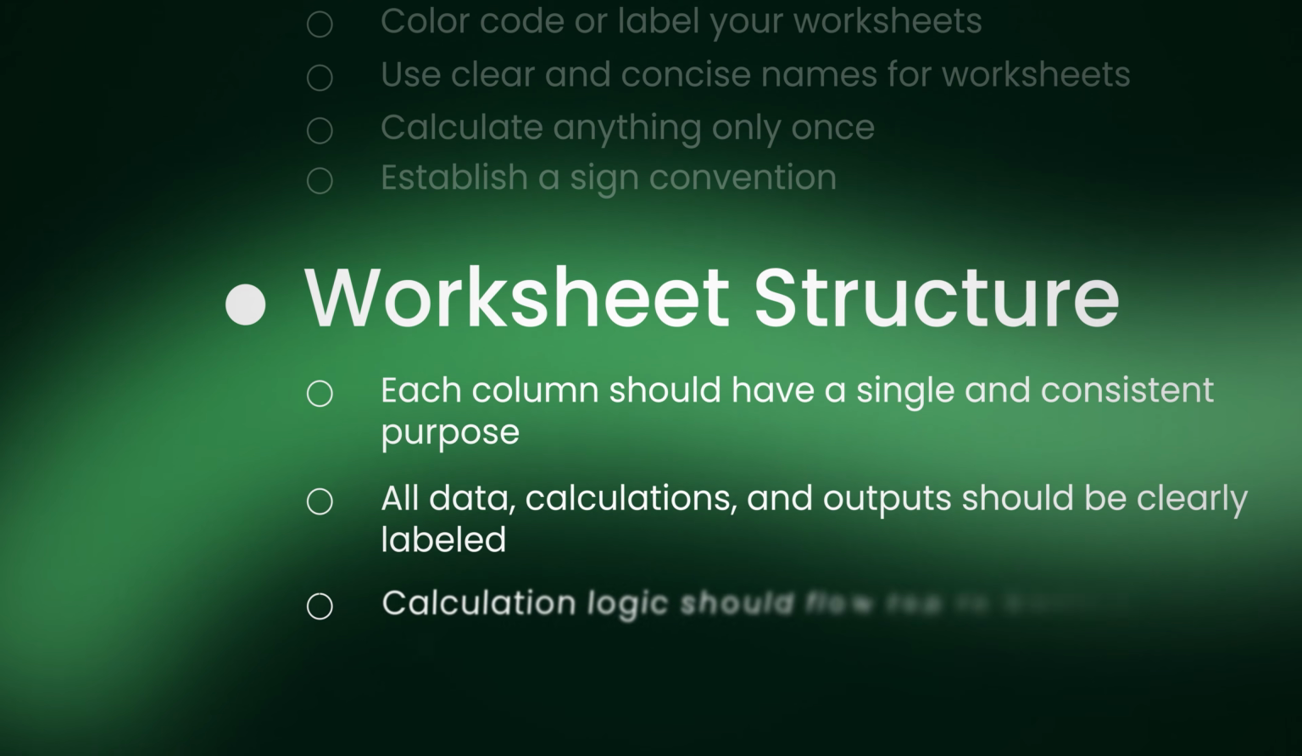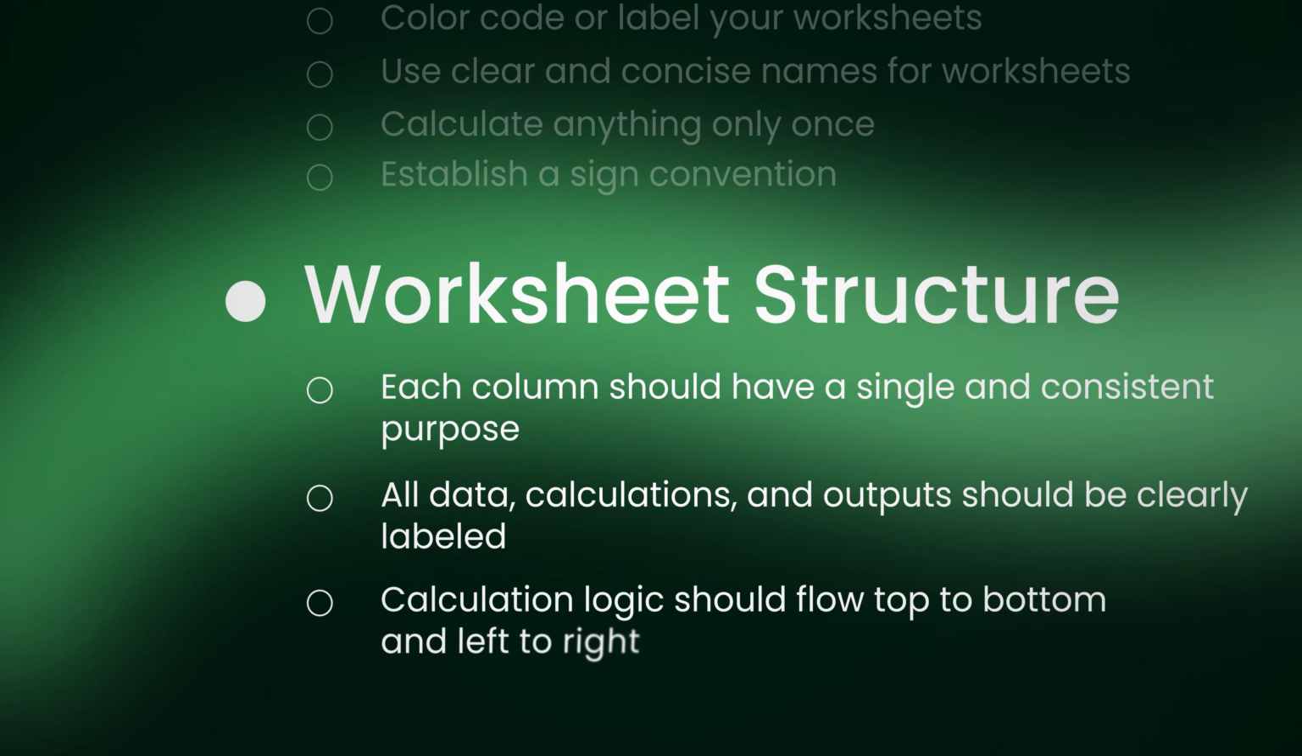Calculation logic should flow from top to bottom and left to right. This makes sheets easier to navigate and understand, both for you if you haven't looked at it in a while and for others. Now, this top to bottom rule doesn't have to apply for the entire sheet, but it should apply within each calculation block. A calculation block is a self-contained section with one objective.